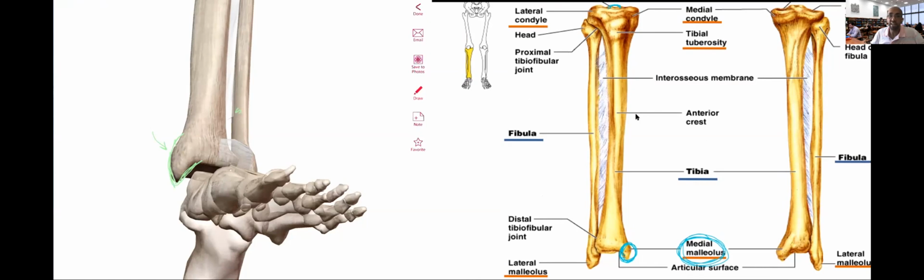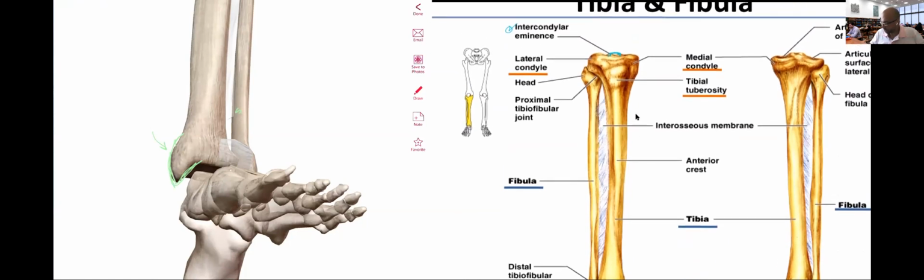So here I don't have a head like I do have for the femur. Here I have the medial malleolus. So the medial malleolus is going to be on the medial side. So the condyle here on the same side is going to be my medial condyle. And the condyle on the other side is going to be my lateral condyle.